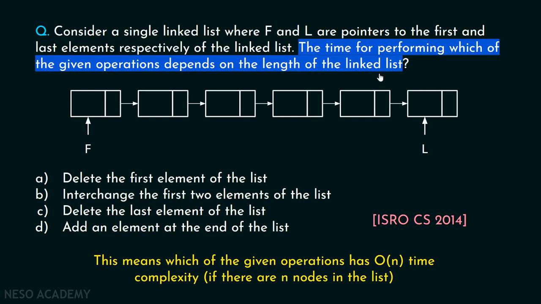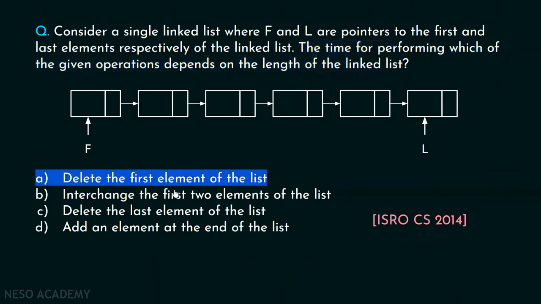And the time for performing which of the given operations depends on the length of the linked list means which of the given operations has order of n time complexity. Here I am considering the length of the linked list is n. That is why the question is asking us to find the operation which has order of n time complexity. Now let's discuss option A first, and let's see whether this operation takes order of n time complexity or not.